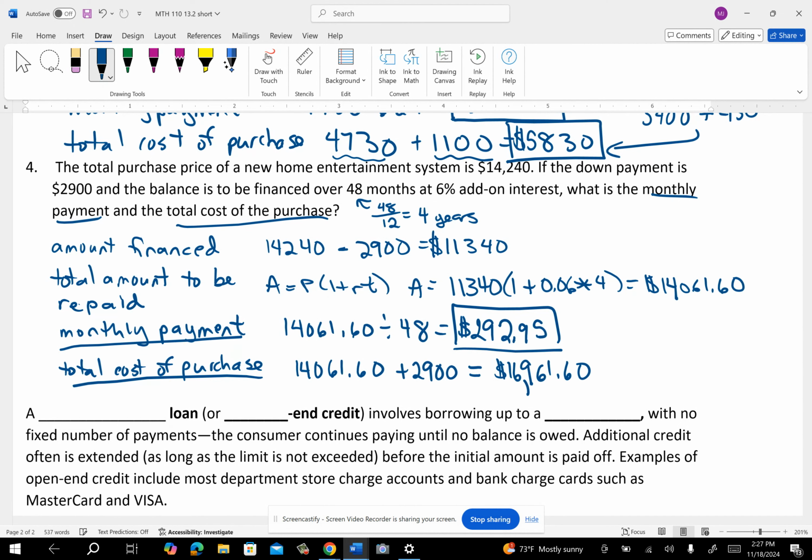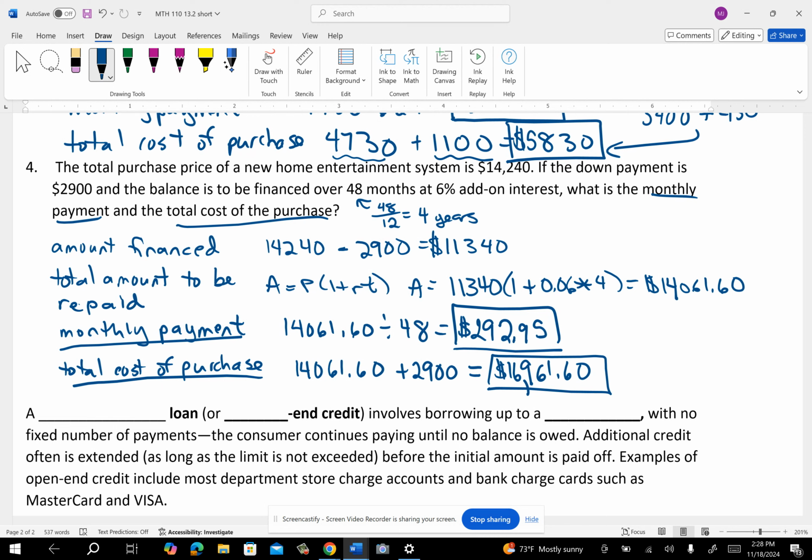$16,961.60. Okay, so it was supposed to only be $14,240, but I was taking 4 years to pay it off, and the interest rate was 6%. So that turned out to be a really $16,961.60 purchase. So that's the total cost of it, really.